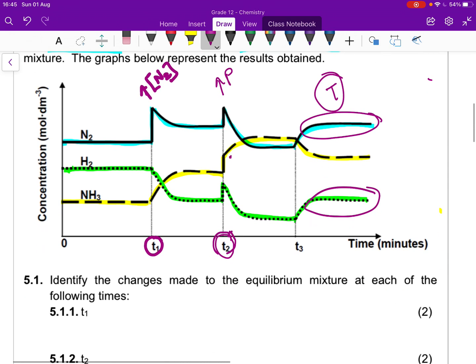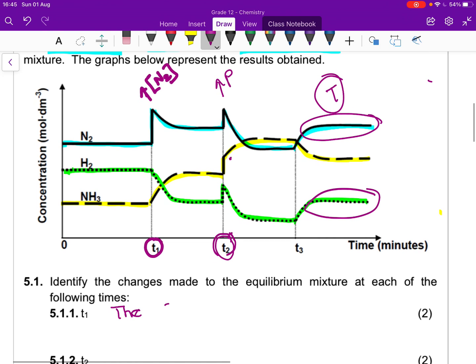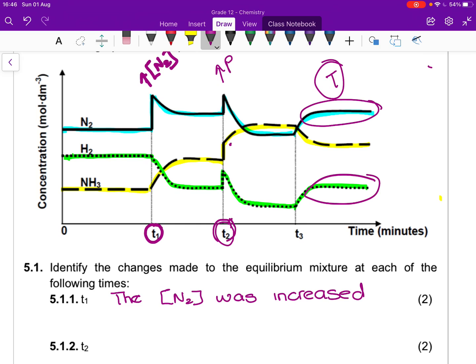So, first of all, identify the changes made to the equilibrium mixture at each of the following times. You've got to be specific, so you can't just say pressure was changed, concentration was changed, etc. Now, we agreed that at T1, the concentration of the N2 was increased. Okay, so we agreed with that. Then at T2, the pressure was increased.